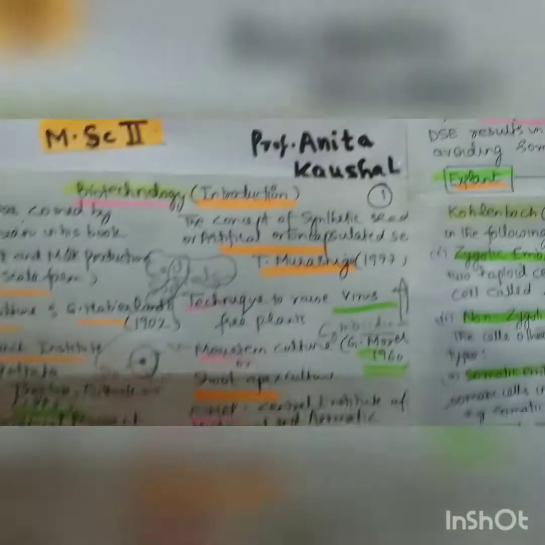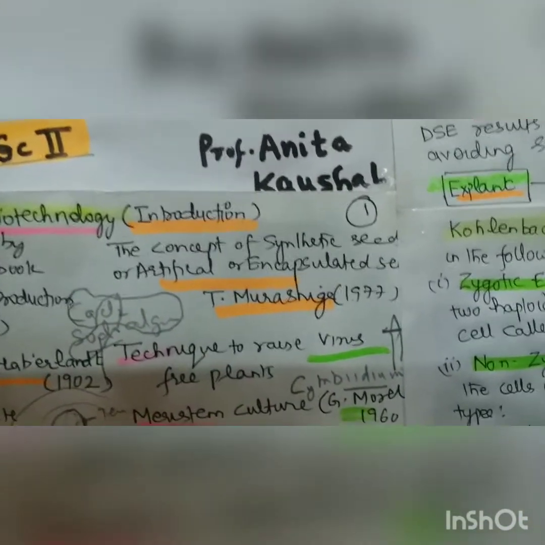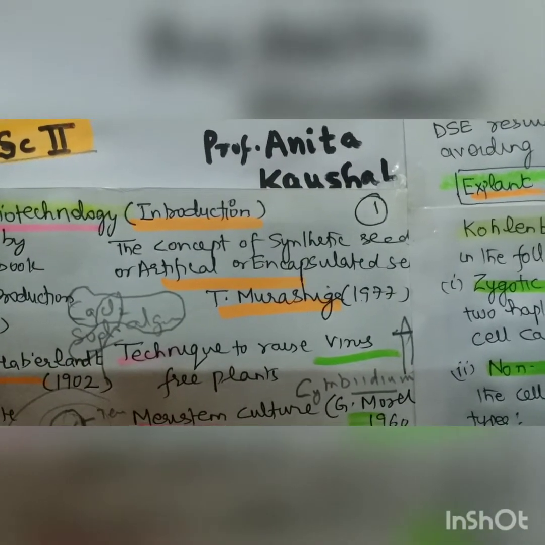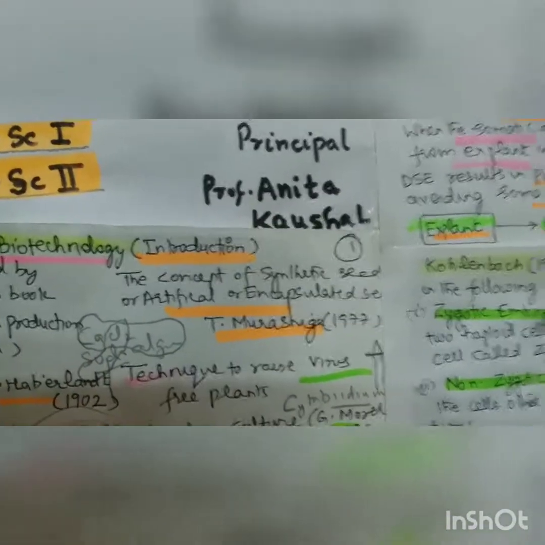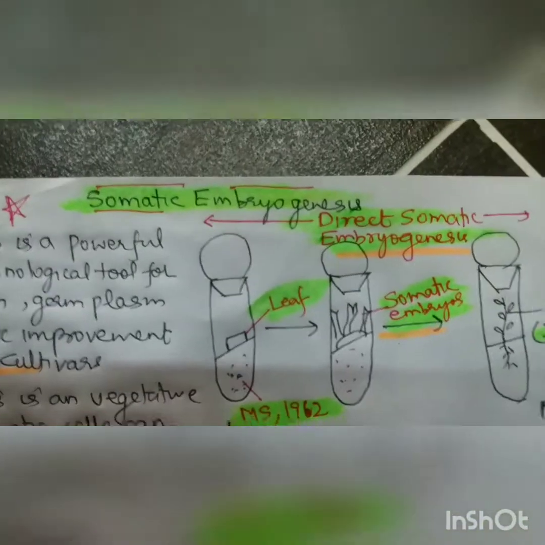And today what we do is somatic embryogenesis and the concept of synthetic seeds or artificial seeds or encapsulated seeds. It is given by T. Murashige. Right? So now I will start today's topic, that is somatic embryogenesis.